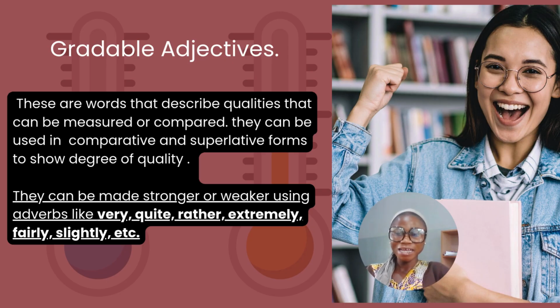gradable adjectives are adjectives that describe quality that can be measured or compared. They can be used in comparative and superlative forms to show their degree of quality. They can be made stronger or weaker using adverbs like very, quite, rather, extremely, fairly, slightly, and so on.